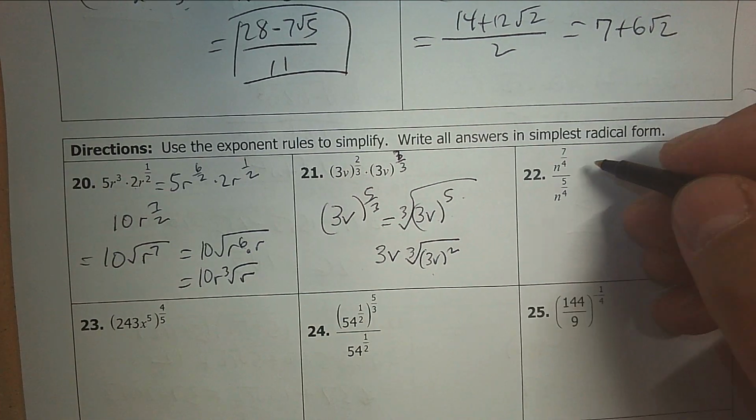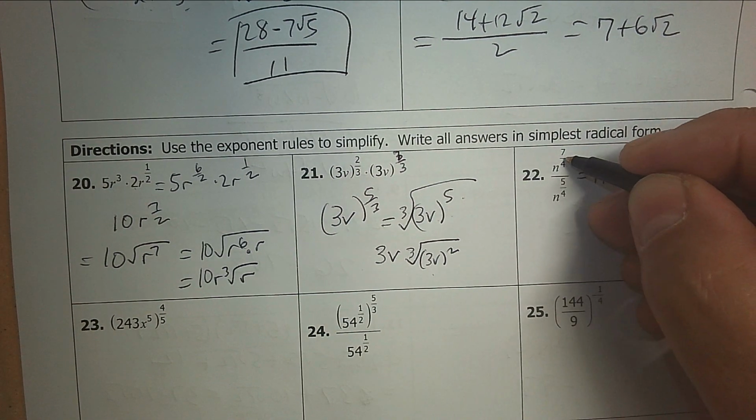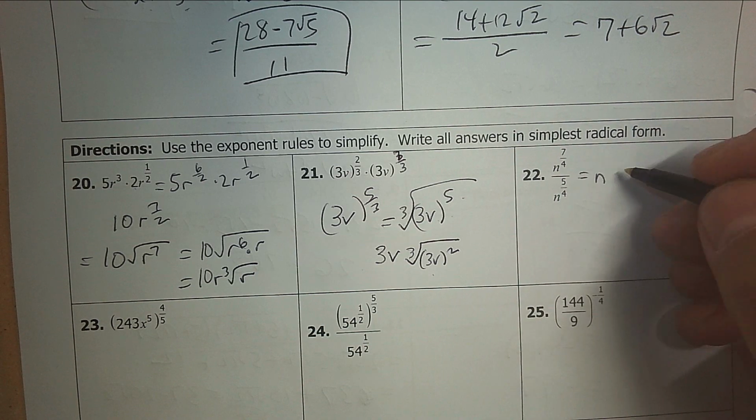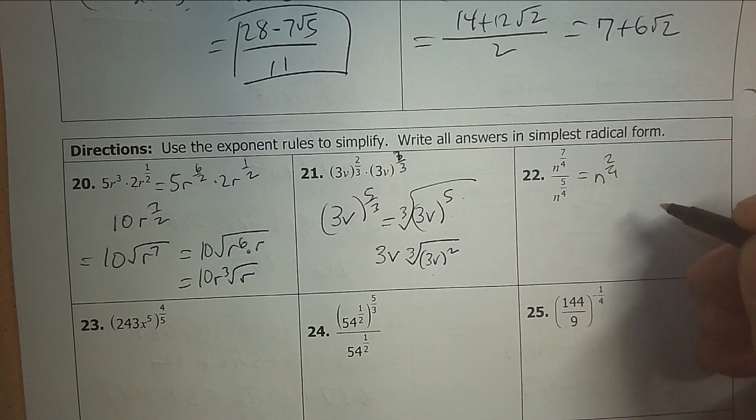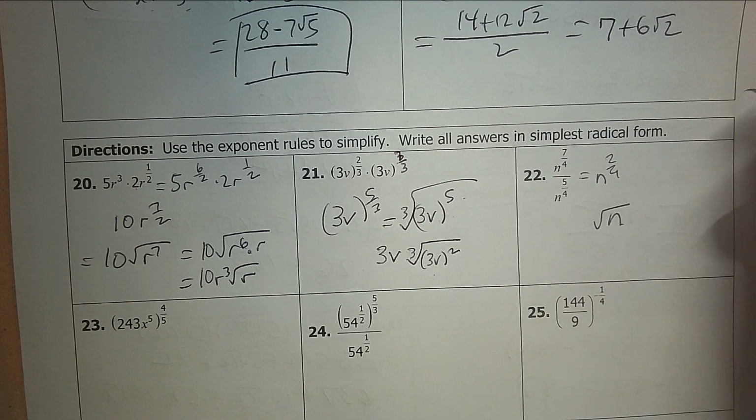All right. When you divide, you subtract the exponents. The denominators are the same, so it's 2 over 4. So that's the same as the square root of 9, square root of n.